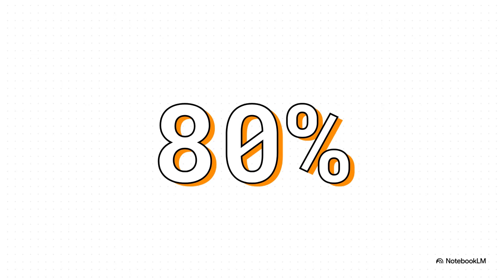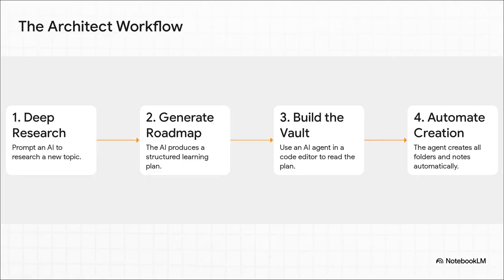We're talking about saving up to 80% of your time. By automating all that grunt work, all the setup and structuring, you get to skip right to the fun part, actually understanding the material and forming your own ideas. So you're probably wondering, how on earth does that work? Well, it's this really cool 4-step process.